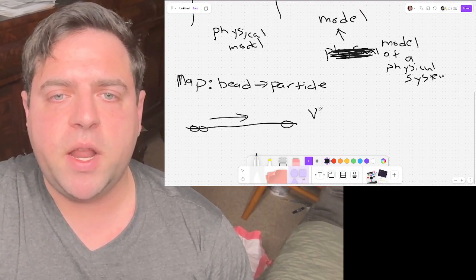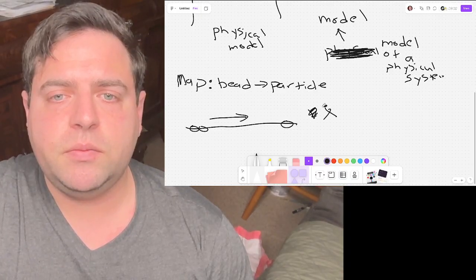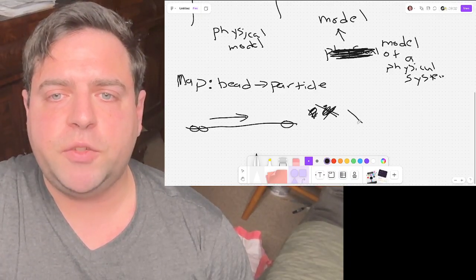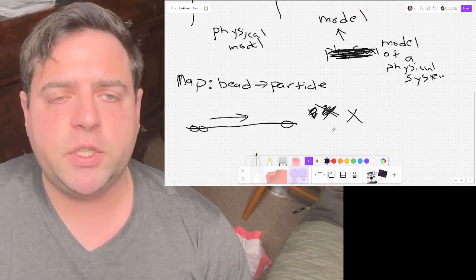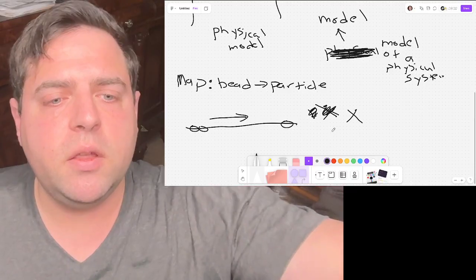And in fact, we can forget about the velocity and just focus on the position because that's all that specifies. That's the abstraction, right? We abstract away from the physical model. It's more abstract than the physical model.